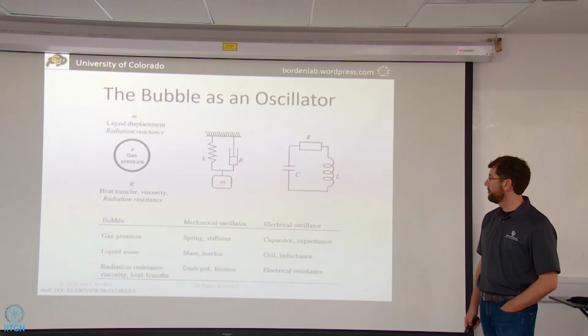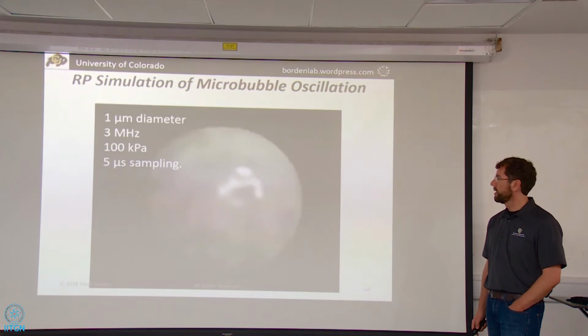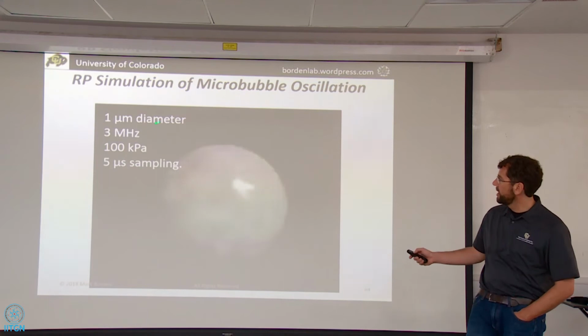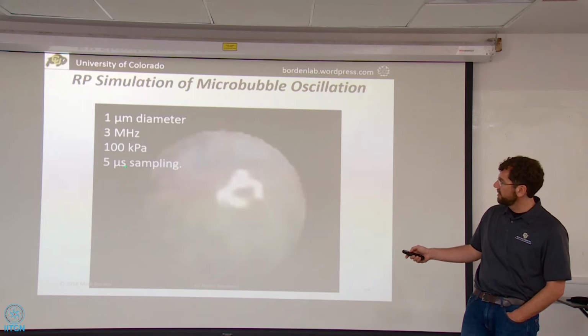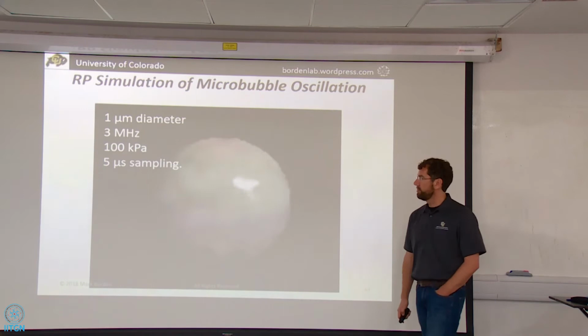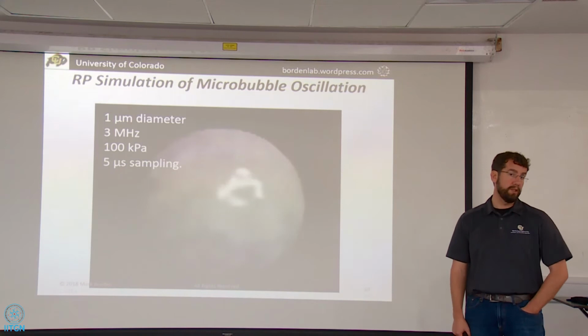Again, I do recommend that book. This is a simulation of bubble oscillations: a 1 micron radius bubble, 3 megahertz, 100 kilopascal acoustic pressure. This is slowed down, obviously. It shows what happens to the bubble over a 5 microsecond window. What do you notice about the bubble? What's it doing? It's changing in volume. These are volumetric oscillations, increasing and decreasing in size as that acoustic wave passes over.